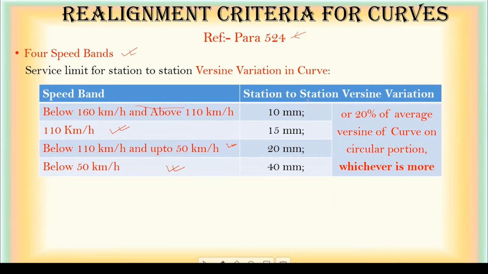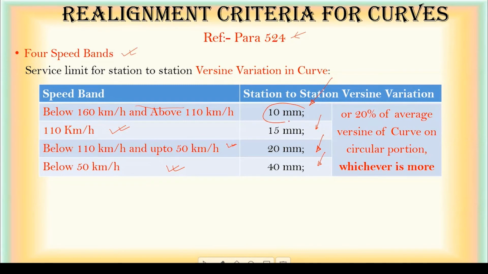So it says that for highest speed band, if station to station versine variation is more than 10 mm, then we need to plan for curve realignment, or 15 mm at 110 kmph, or between 50 to 110 kmph it should be 20 mm. 20 mm से ज्यादा हो गया तब प्लान करना पड़ेगा, और 40 mm से ज्यादा हो गया तब प्लान करना पड़ेगा for speed less than 50 kmph.